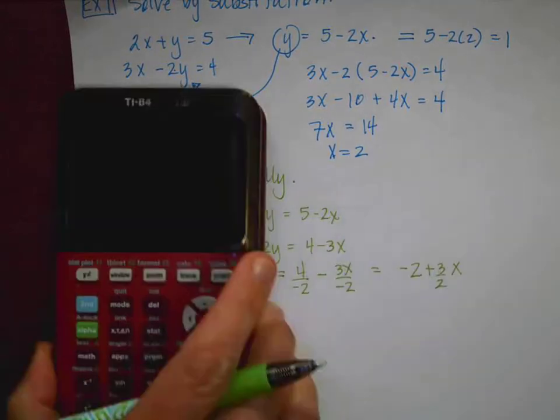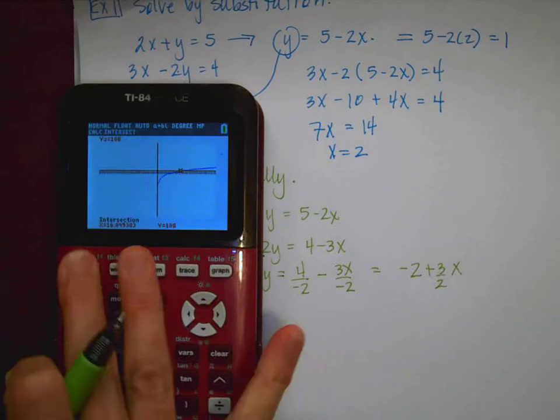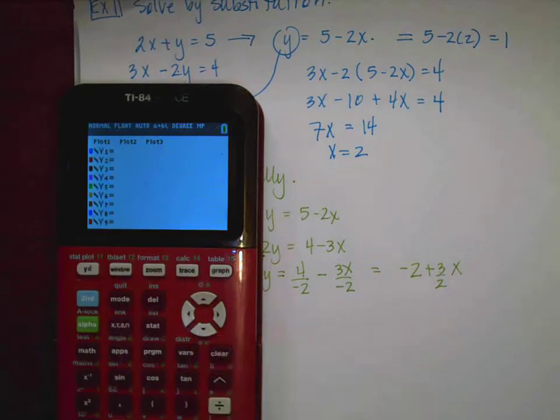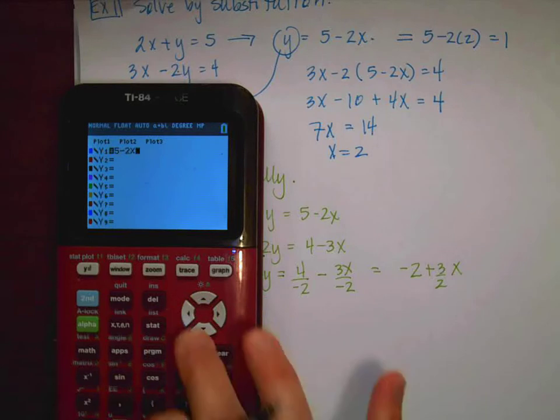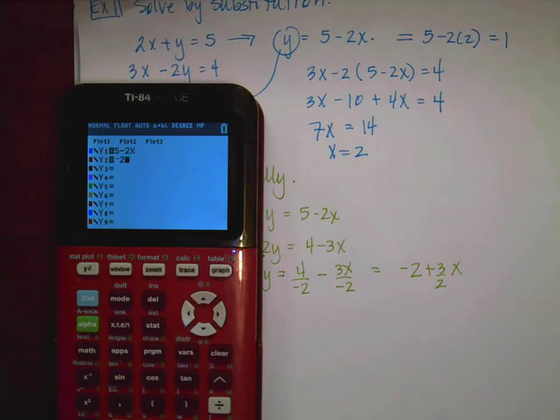So then what I'm going to do is get out my handy dandy grapher. I'm going to go to y equals and clear what's there. So the first equation was 5 minus 2x. The second equation is negative 2 plus 3 divided by 2 x. I could just enter it as 3 divided by 2 x, or I could do the decimal equivalent. It doesn't matter. And I'm going to do a zoom 6.